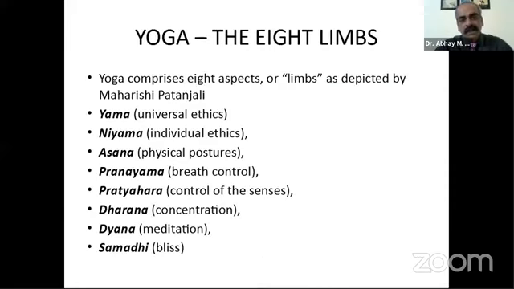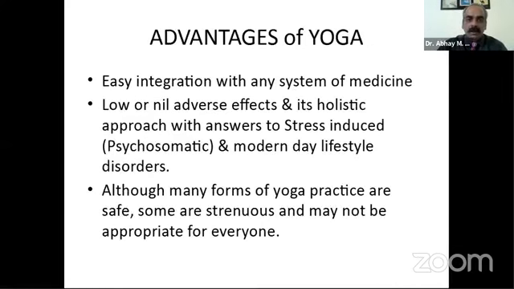Now, yoga has 8 limbs: yama, niyama, asana, pranayama, pratyahara, dharana, dhyana, and samadhi. Most of the people only focus on the physical aspect of asana practice. But again, universal ethics, individual ethics, like mental practices are also very, very important in yoga practice.